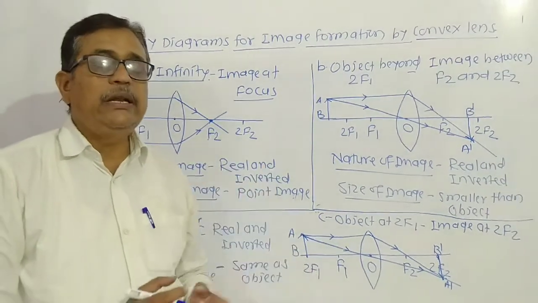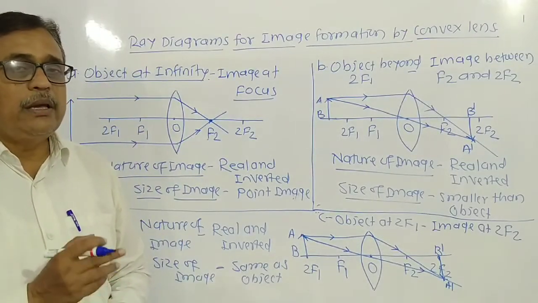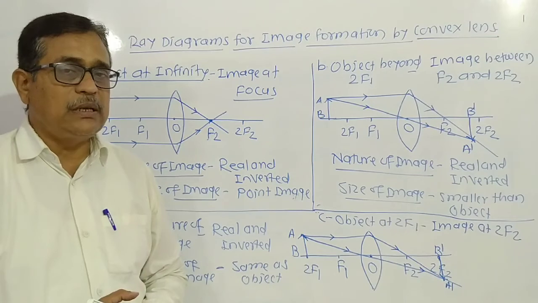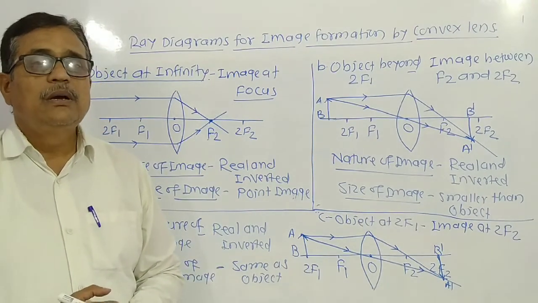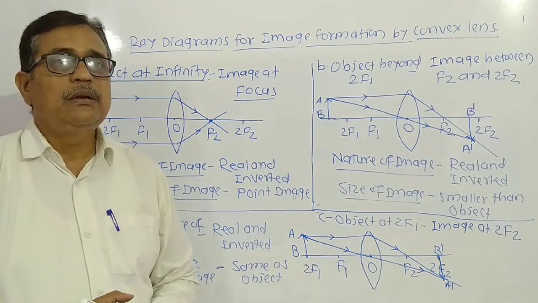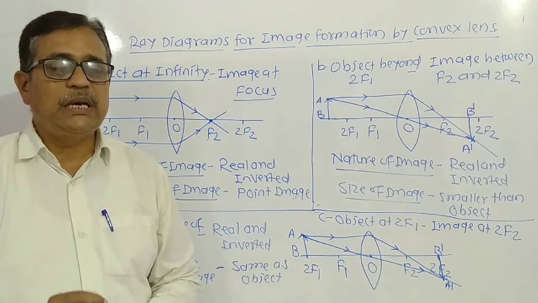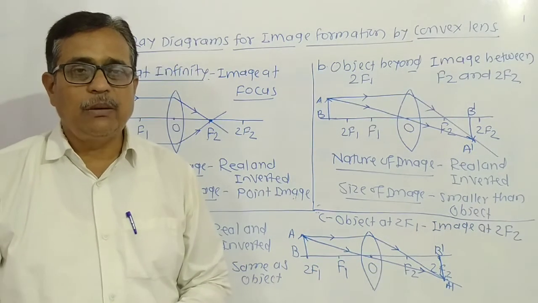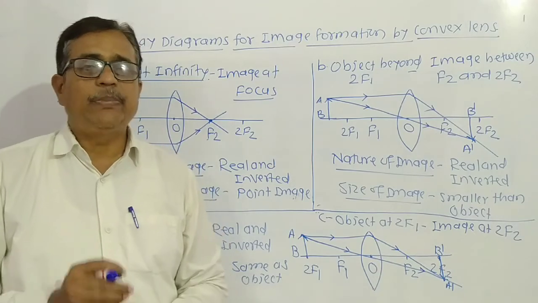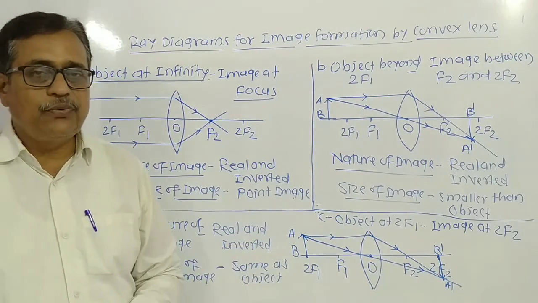Today we studied the three ray diagrams to draw the ray diagram of image formation by a convex lens. Dear student, you are given a position of object, and from that position you can draw the diagram, indicate the position of image, then the nature of image, and also the size of image. Please practice drawing the diagram and understand carefully here.